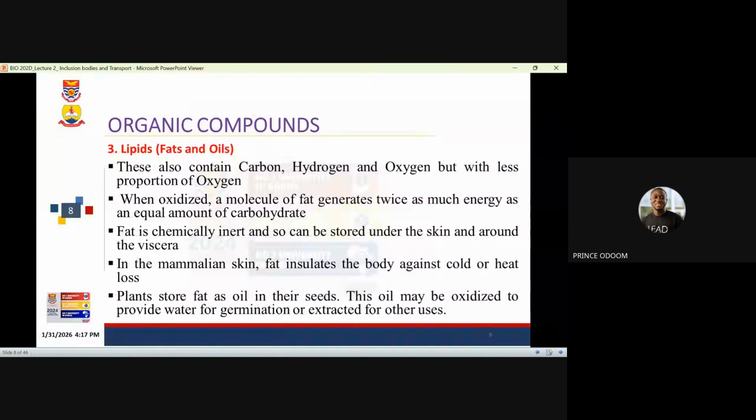The next one we'll look at is lipids. When we talk of lipids, we are simply looking at fat and oil. What is the difference between fat and oil? Yes, anybody? What's the difference between fat and oil?